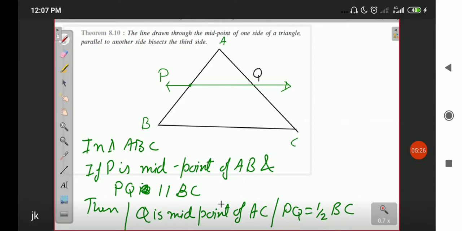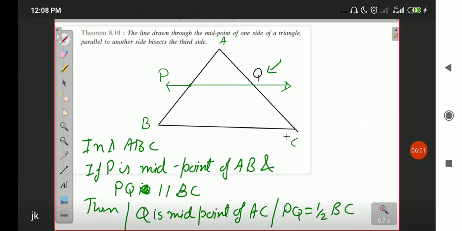So in triangle ABC, keep that in mind, we are only talking about a triangle. For any triangle ABC, if P is the midpoint of any one side of the triangle and the line passing through P is parallel to the second side of the triangle, then that line will pass through the midpoint of the third side of the triangle ABC. Here P is the midpoint of AB and line PQ is parallel to BC, so by converse of midpoint theorem, Q will be the midpoint of AC.